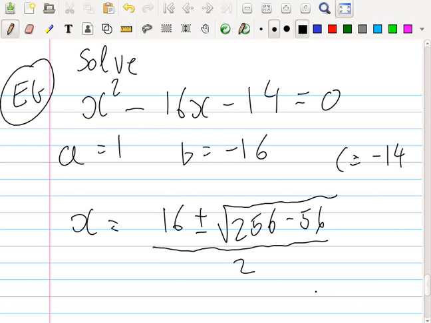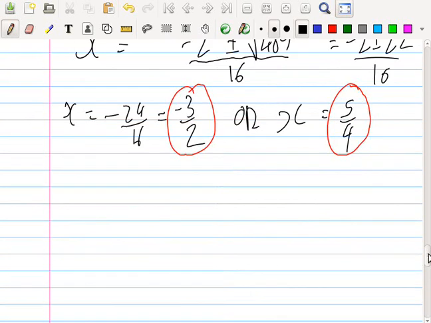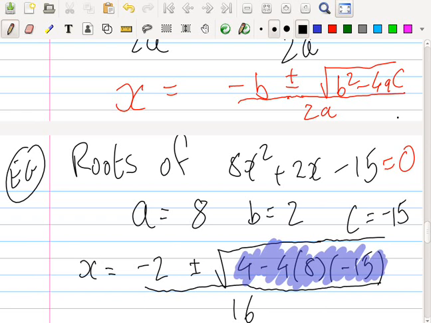Now, is that right? Is this 16 squared? That's 16 squared, and then 4 times 14 is that, yes? Oh wait, but it's minus 4ac with another minus, so I need a plus here, right? Because of the minus. If you look at the formula, it has a minus in it, so there's going to be 2 minuses.